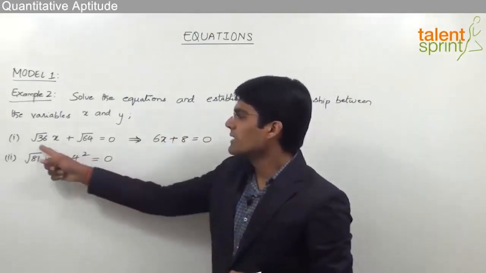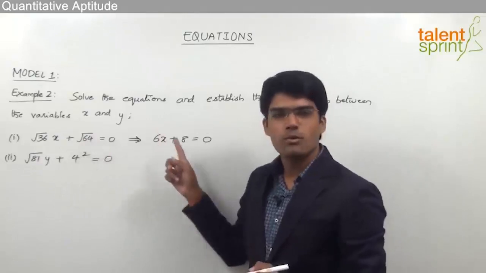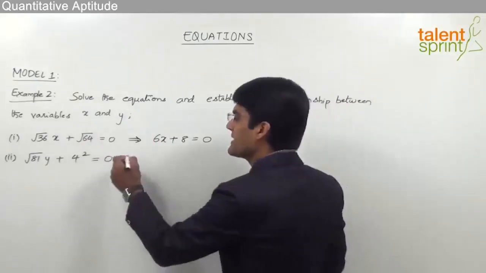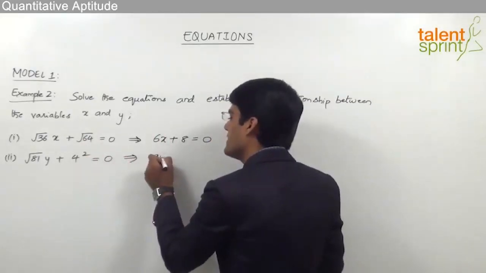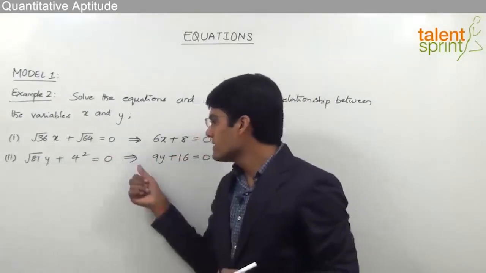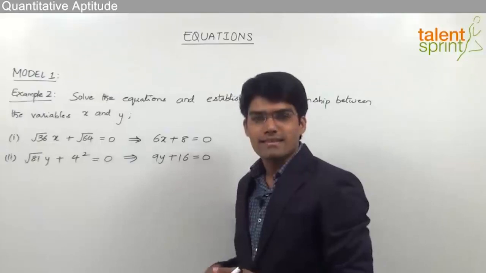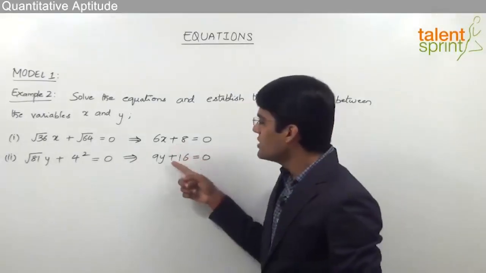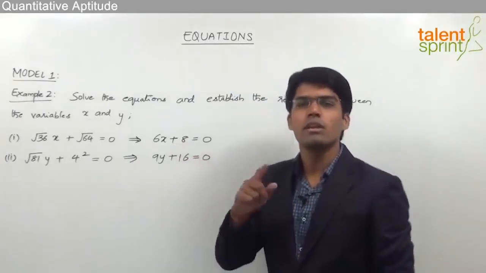Why? Because root 36 is equal to 6 and root 64 is equal to 8. Similarly, the second equation here can be taken as 9y plus 16 equals to 0. Why? Because root 81 is equal to 9 and 4 squared is 16. So we clearly observe that each of these equations is a linear equation in only one unknown.